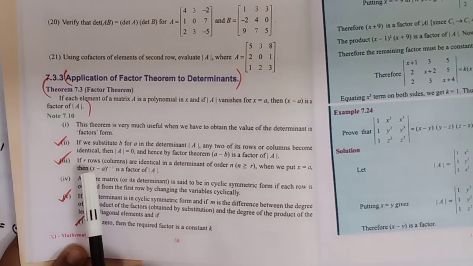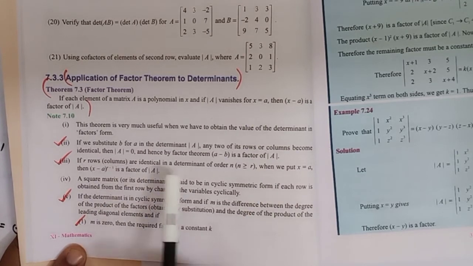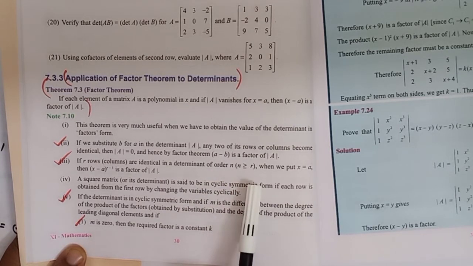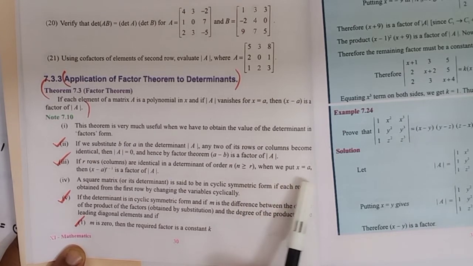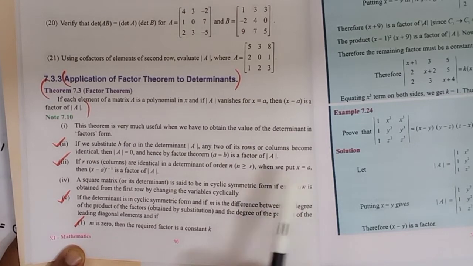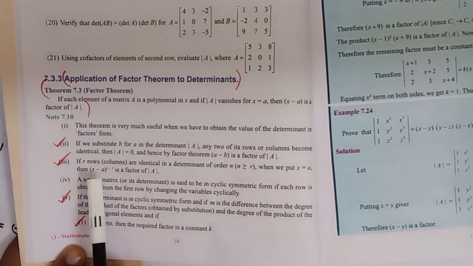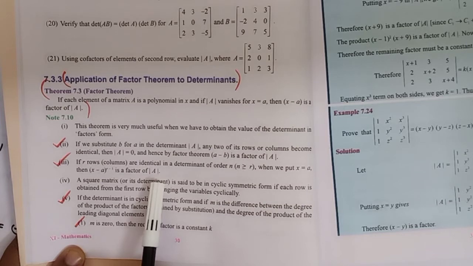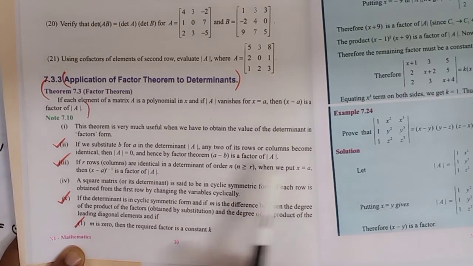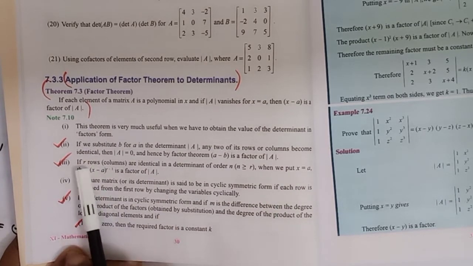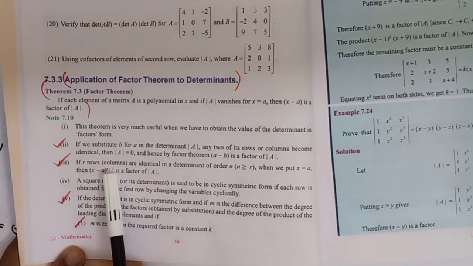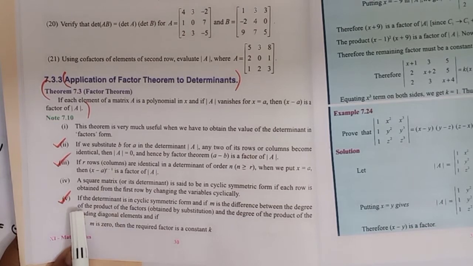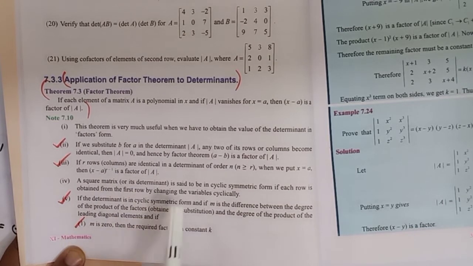Next one, if all rows or all columns are identical in a determinant of order n greater than or equal to r, when we put x equal to a, according to the factor theorem, (x minus a) power r minus 1 is a factor of the determinant of A. Plus a comes to the left hand side, minus a. Here all rows are identical, so what should be in the power? r minus 1. If 3 rows are identical, 3 minus 1, that is 2 in the power, is a factor of the determinant of A.